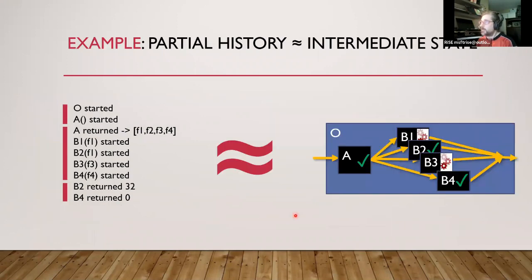Now, what about the recovery from partial histories? Here's an example of a partial history on the left where A has started and completed, check mark. And then I have started 4 tasks, and of those 4, 2 have completed, but 2 are still running. And say my system crashes at this point. Now, I have recorded this intermediate state in the form of this history. How do I recover from that?